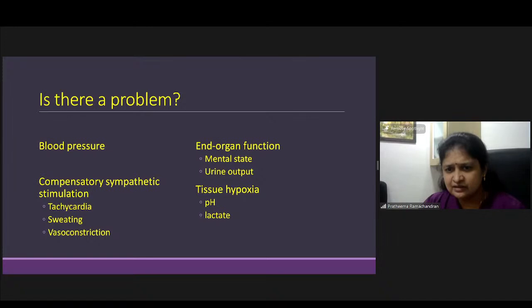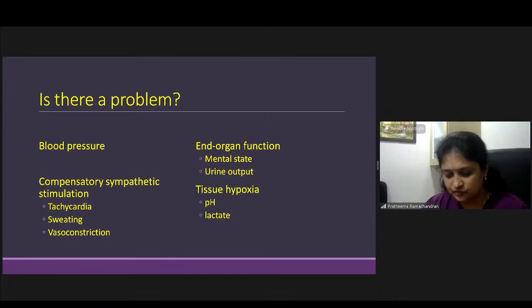Then there are tests which we do immediately after the clinical examination, which is the blood gas analysis. If you look at the pH and if it is acidotic, and if there is hypoxemia, and if there is increased lactate, we now know that the patient is not getting adequately perfused. So there stands the next level of clinical examination.